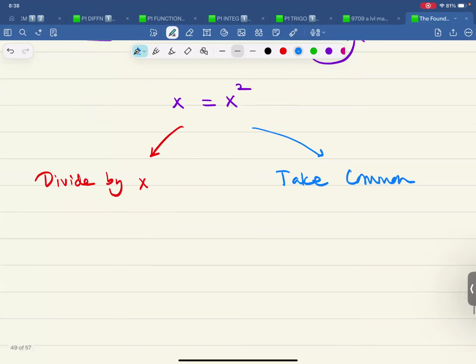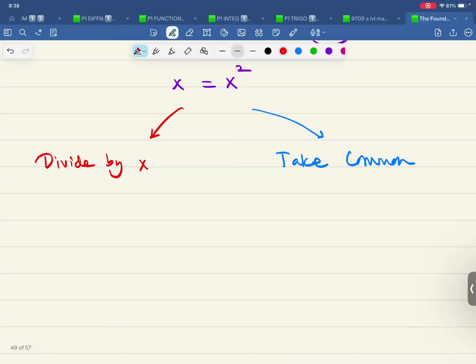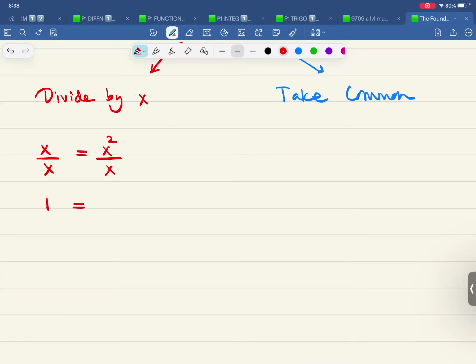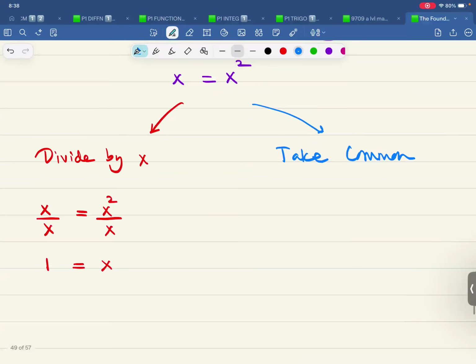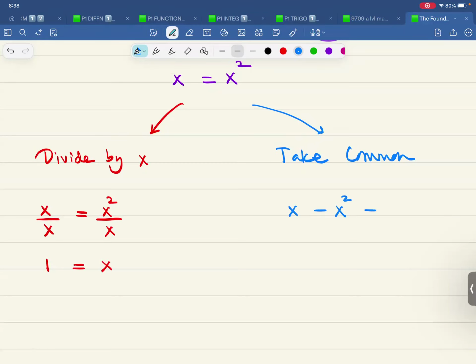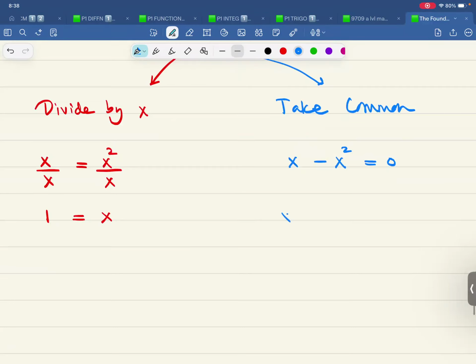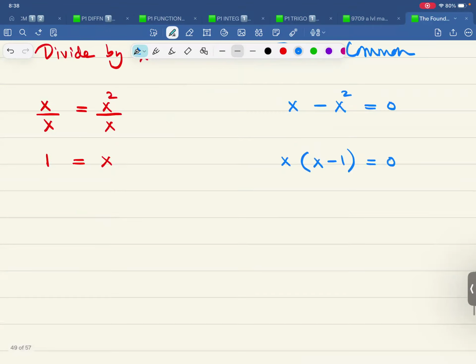So now x equals x square. Let's see both of them. If I divide by x, x divided by x is 1, x square divided by x is x, so x equals 1, that is the answer. If I take common, then x minus x square equals 0. You can take x common, x times (1 minus x) equals 0. Two factors multiplying to give you 0 means either one of them is 0. So either x is 0 or 1 minus x equals 0.